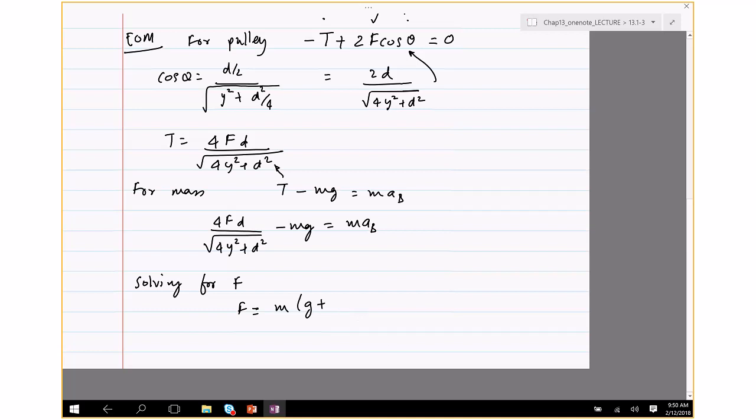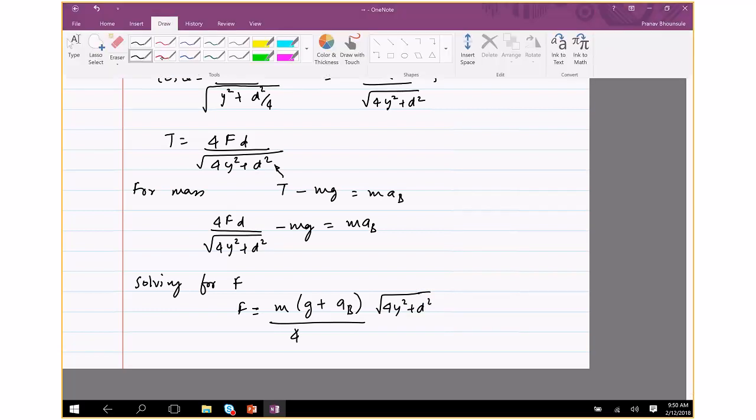There are a couple of steps. I want you to go and slowly solve it. Going from here to here requires quite a few steps, taking that to the right side and then moving things around. So that's the answer.